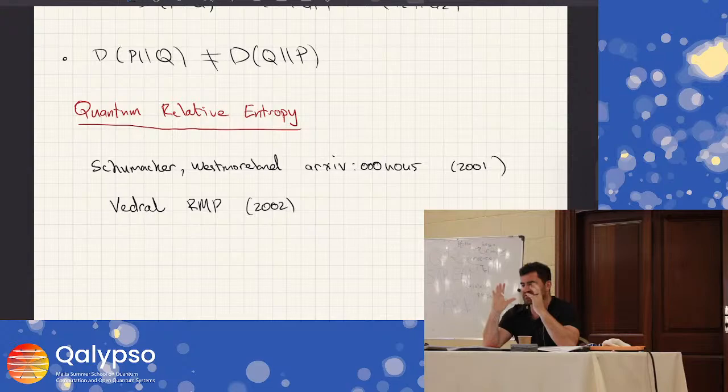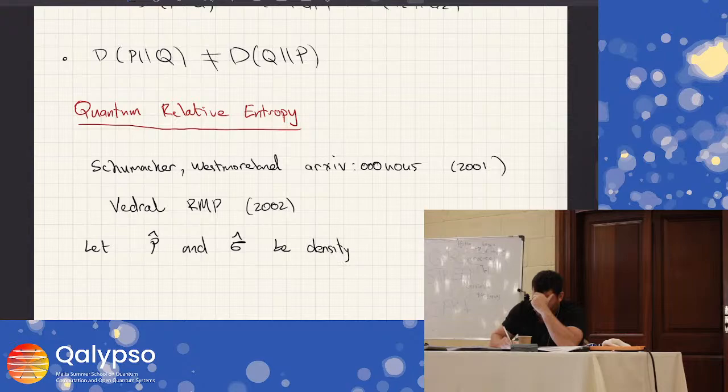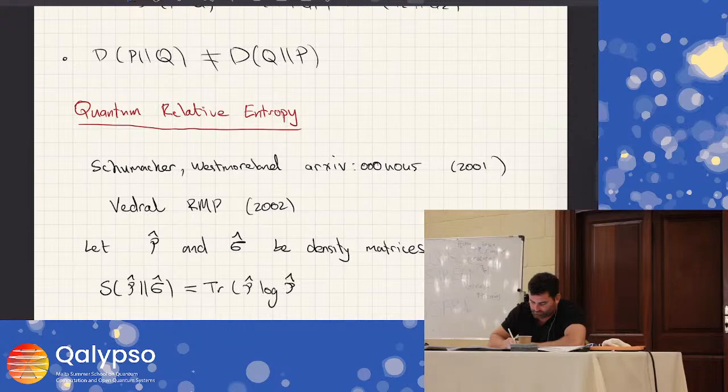But how is it defined? Let rho and sigma be density matrices. And the quantum relative entropy, which I denote by S, is equal to the trace of rho log rho minus the trace of rho log sigma. You see that the first term here is minus the von Neumann entropy. And you get this term here, which is the cross term between rho and sigma.